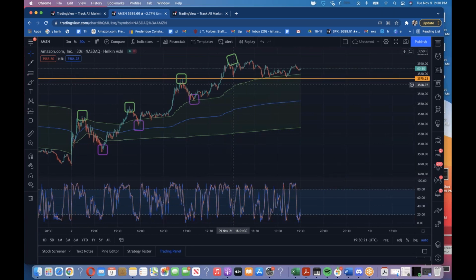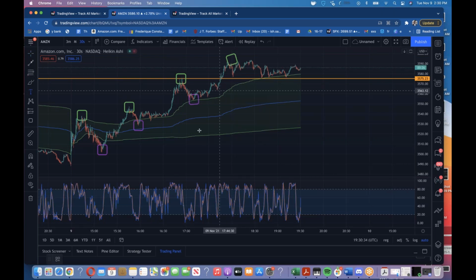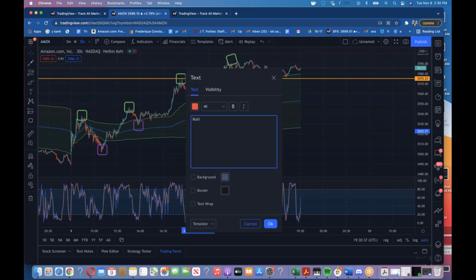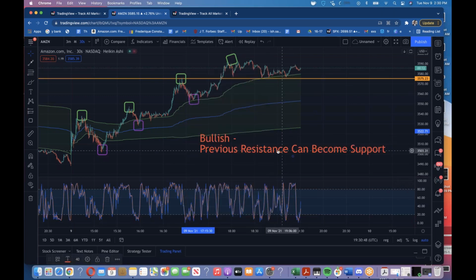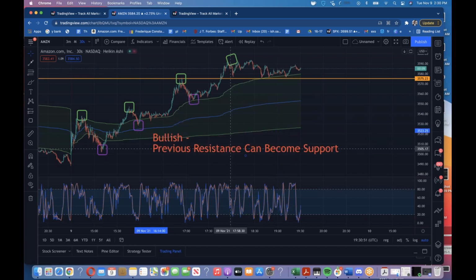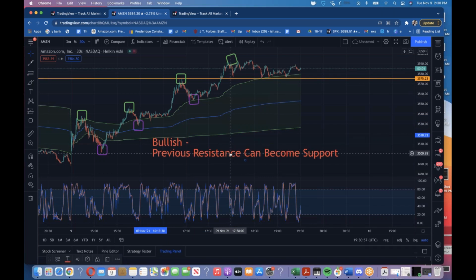What that orange level is displaying is this concept, which I'm going to try to have you understand: when something is really bullish, the previous resistance can become support. So let me go ahead and write this down. If something is bullish, the previous resistance can become support. I'm not sure if you guys have noticed this before, but I have certainly noticed this.